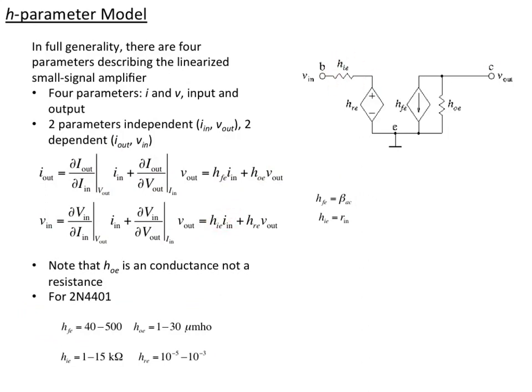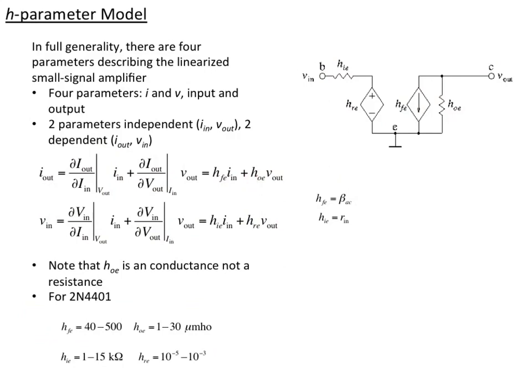Now the voltage on the input has this other voltage gain, voltage over voltage, so we write that as a voltage source. Likewise, we have a current gain, so we write that as a dependent current source, and a conductance given the fact that we want a current out for a voltage in, HOE.